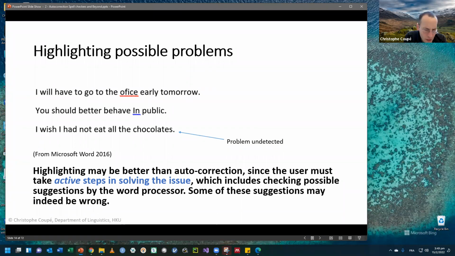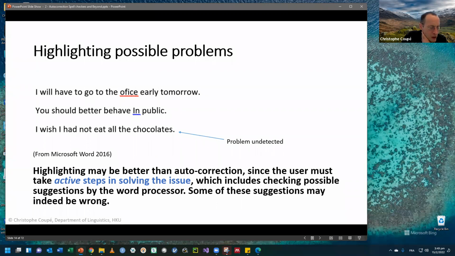And that means it's not a lexical error. It's more like a grammatical thing. You should not have uppercase here. And then you can see here, I wish I had not, should be eaten. And you wrote, eat all the chocolates. Then you don't see any red or any blue, which means the problem has remained undetected.